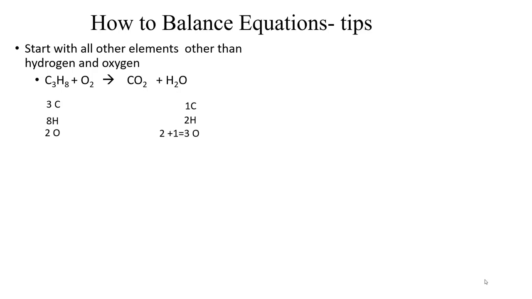Where do I get 3? I have 2 oxygens from the carbon dioxide and 1 oxygen from water. So 2 plus 1 equals 3.